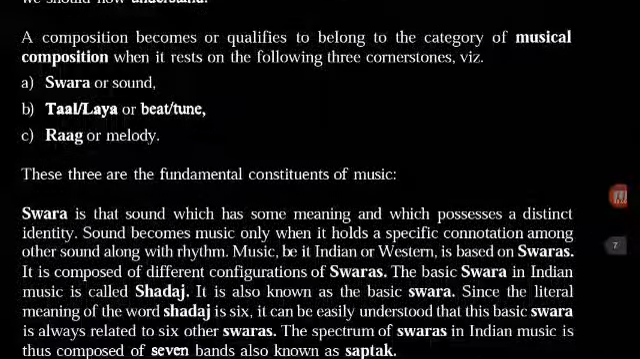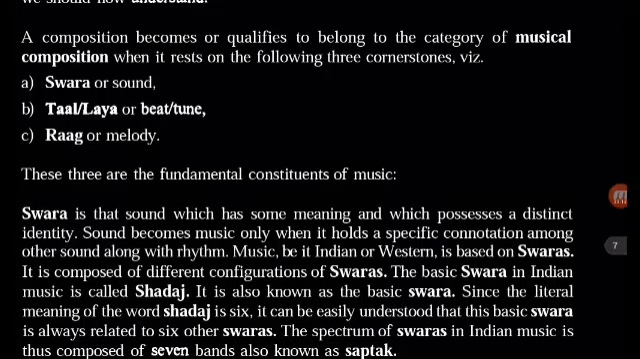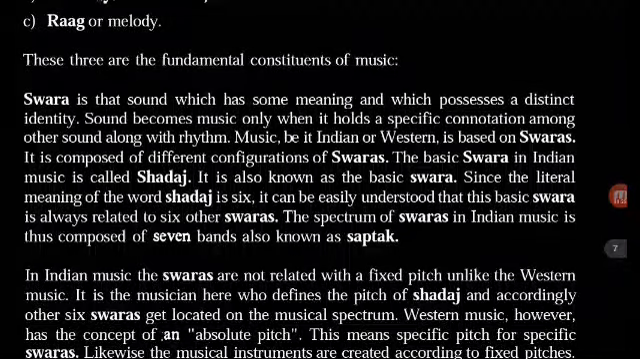A composition qualifies to belong to the category of musical composition when it rests on the following three cornerstones, viz. A. Swar or sound, B. Tal, lay or beat tune, C. Rag or melody. These three are the fundamental constituents of music. Swar. Swar is the sound which has some meaning and which possesses a distinct identity. Sound becomes music only when it holds a specific connotation among the other sounds along with rhythm.